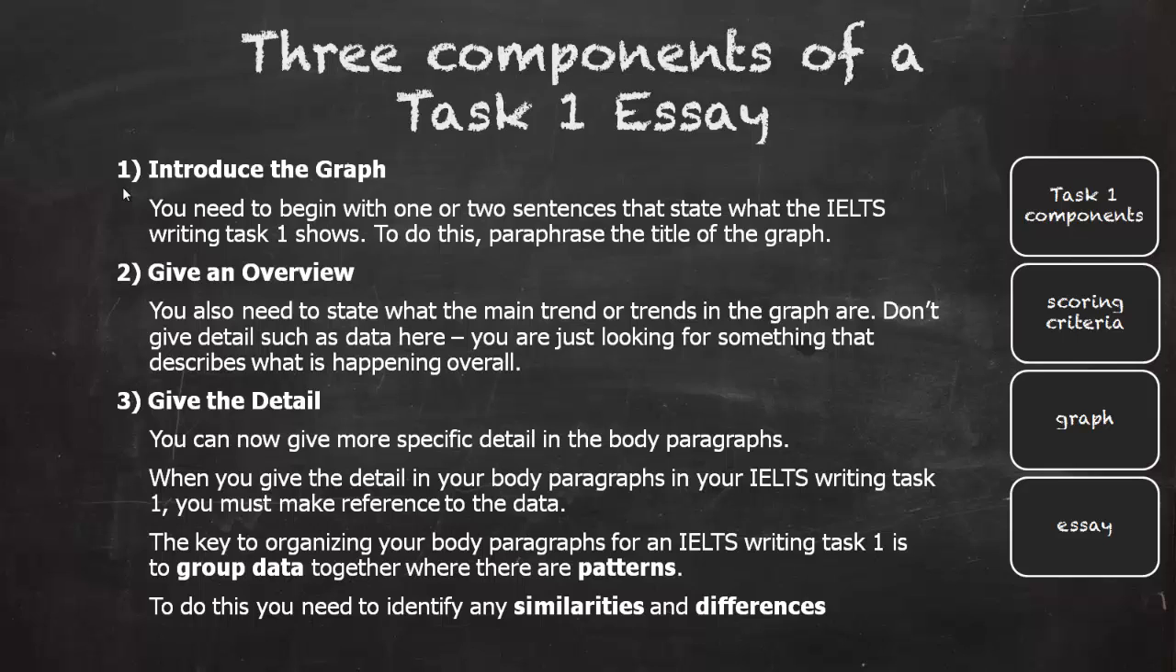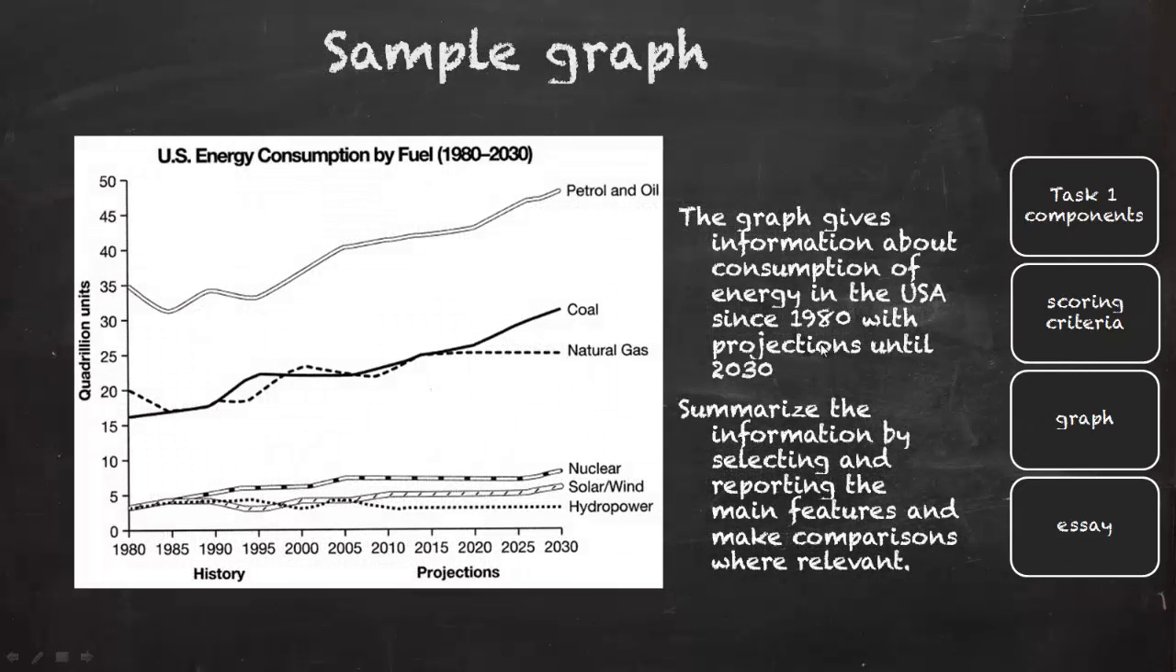So number 1 says introduce the graph. So you're going to have to write 1 or 2 sentences that state what the IELTS writing task 1 shows. In this case, what this graph shows. To do this, paraphrase the title of the graph. Paraphrasing means to use your own words, but basically say the same thing as in the question. Okay, so if we go back to the graph, this is the title of the graph and the question prompt to it, so this is the part that we have to paraphrase. We have to rewrite this in our own words, and I'll show you how to do this in a moment.